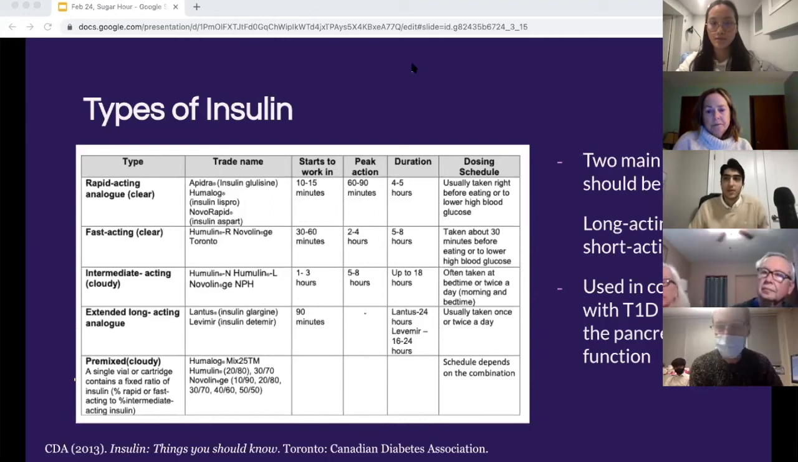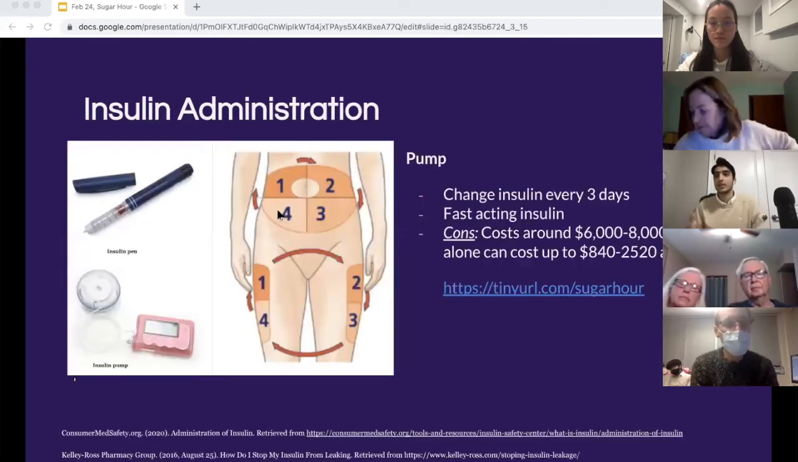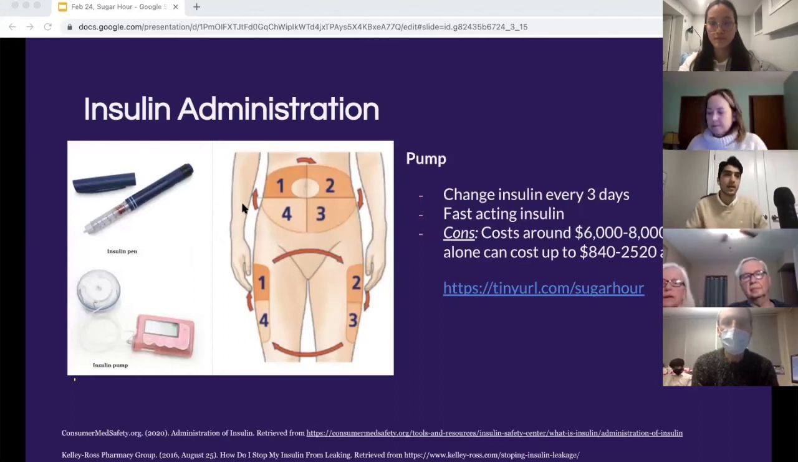Well, I'm glad Dr. Kearney brought up cost, because that's the next thing I want to talk about. If you go to the next slide. How do we inject insulin? How do we administer it? There's the pen, the typical way, but there's also the pump. And how do you determine what's best for you? Again, like Dr. Kearney mentioned, speaking to your physician or somebody that knows more than you do about these things would be helpful.